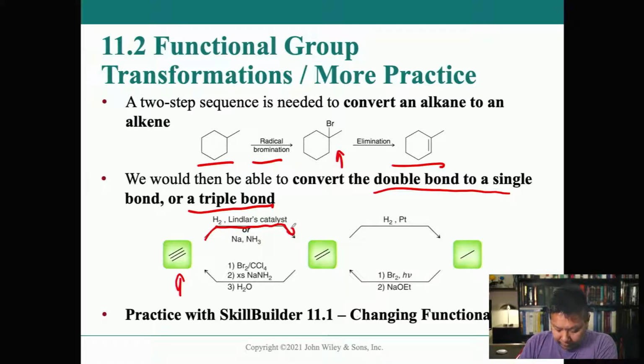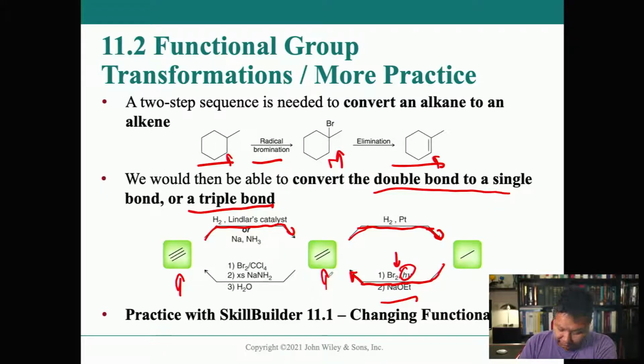Or we can just use a platinum catalyst along with hydrogen gas and go straight from the triple bond to the single bond. But if we want to go backwards, because here we have single bonds and we're trying to get to a double bond, you can use the radical bromination right here. That's why it's bromine with some hν, that's UV light, and some sodium methoxide, and that will get you back to the double bond too.